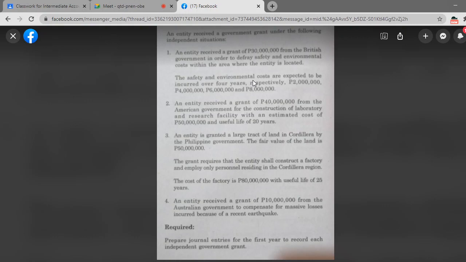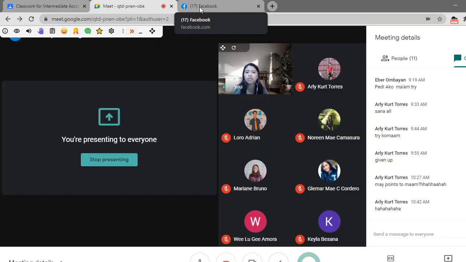So, furthermore, it states that the costs are expected to be incurred in 4 years. So, we have 2, 4, 6, 8 na in expenses incurred. Alright.